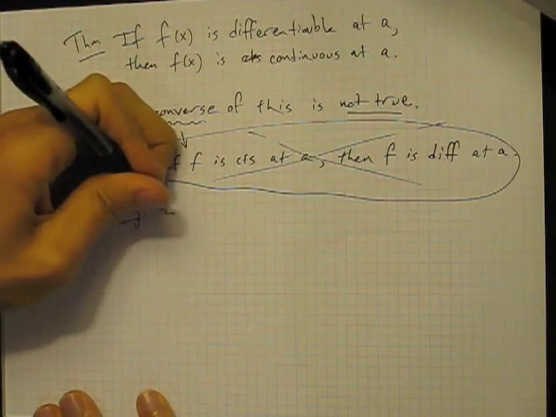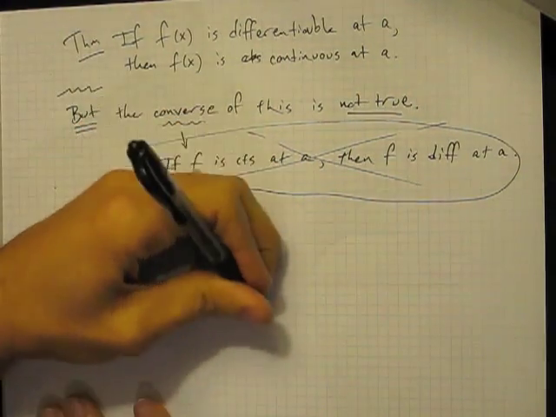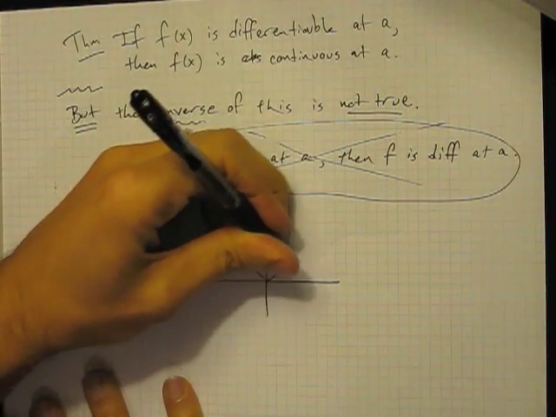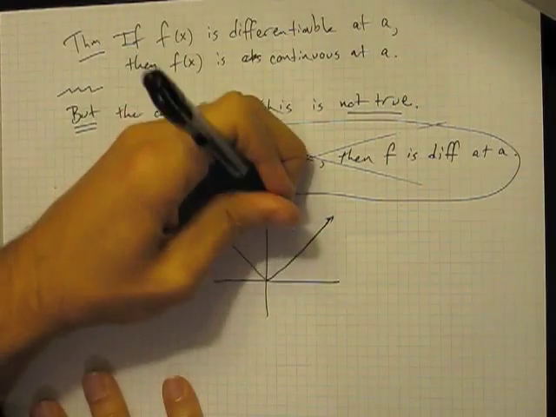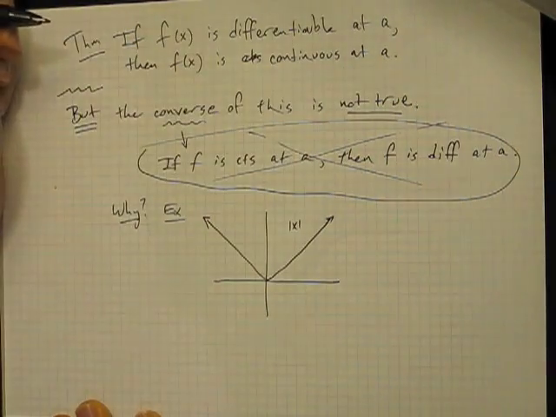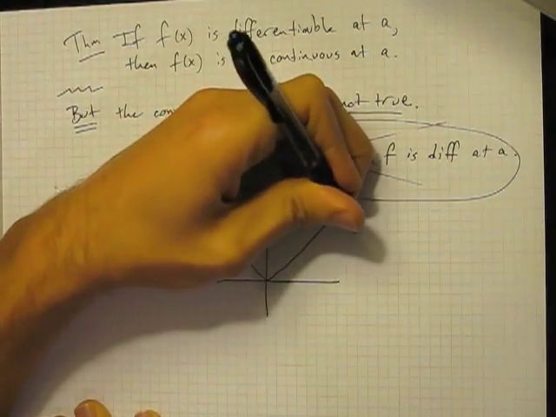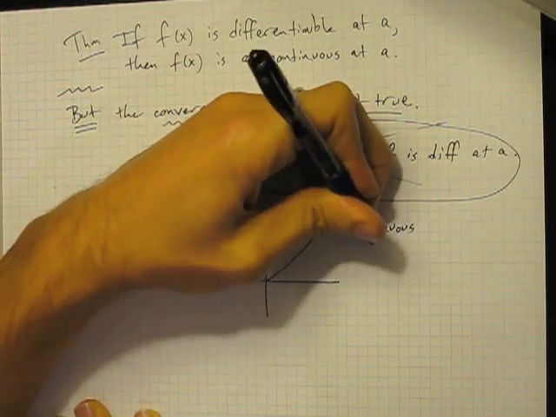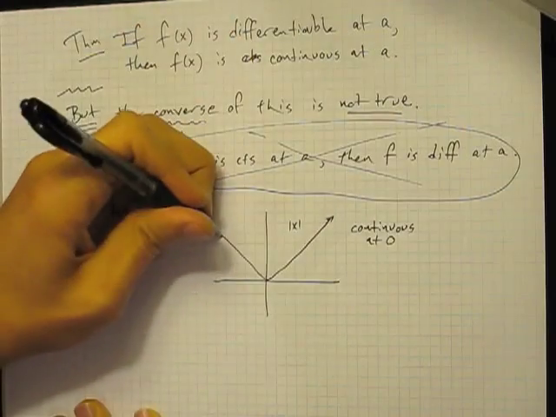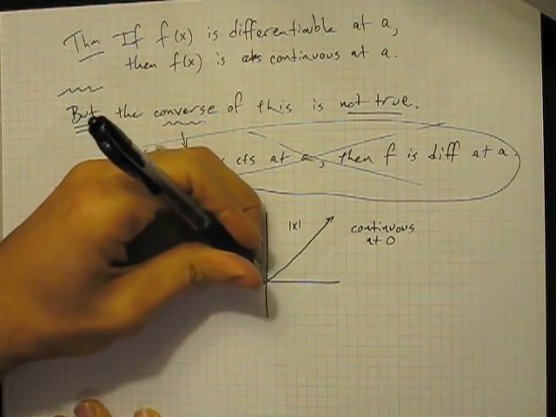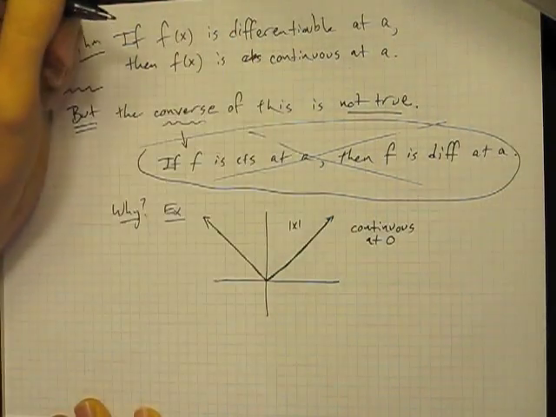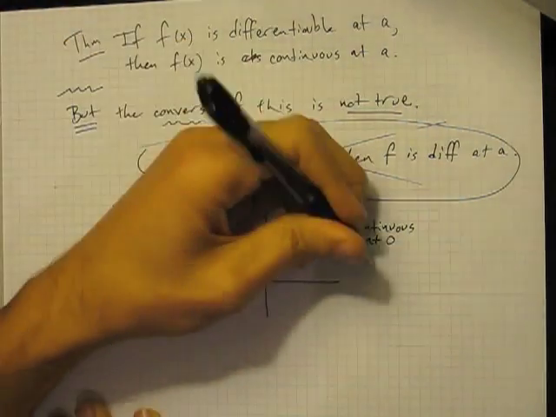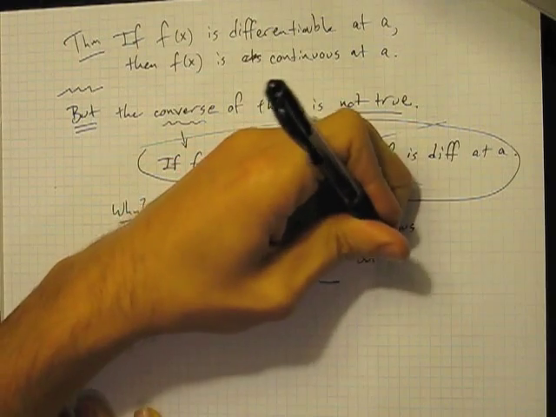Why? Here's an example. Back to the example we just considered, the absolute value function. Notice how I just drew the graph of this function without lifting my pencil? This is continuous at 0, because as I drew it, I did not have to lift my pen to draw it. So this is continuous at 0, but we just saw that it's not differentiable at 0.